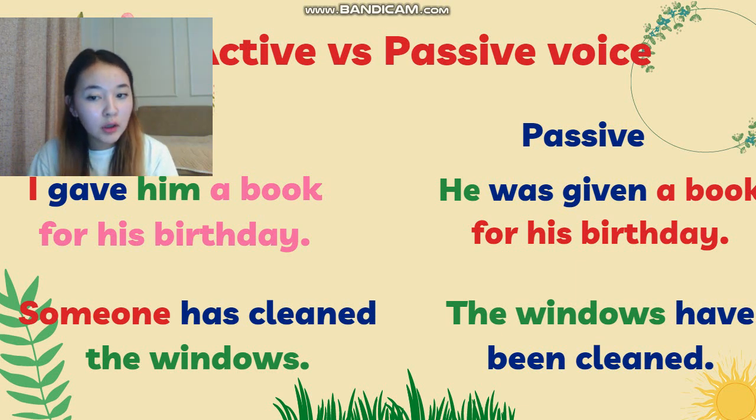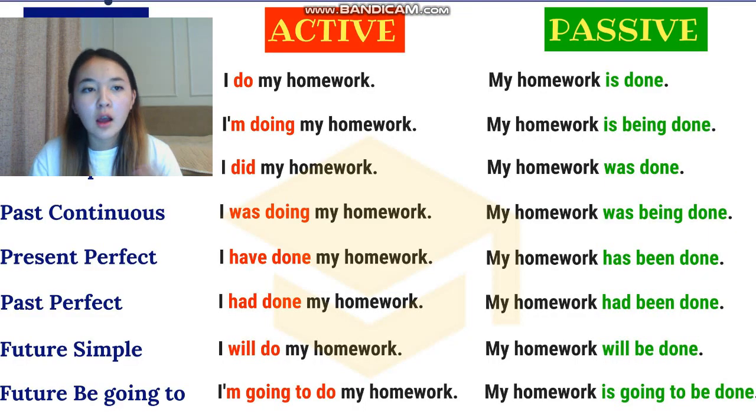The second example, someone has cleaned the windows. In passive sentence, the windows have been cleaned. So, someone, we exclude this subject, and here the present perfect active turns to passive voice. We use have, has plus been plus verb 3. It means have been cleaned. So here we have also all examples when we use active and the passive voice.